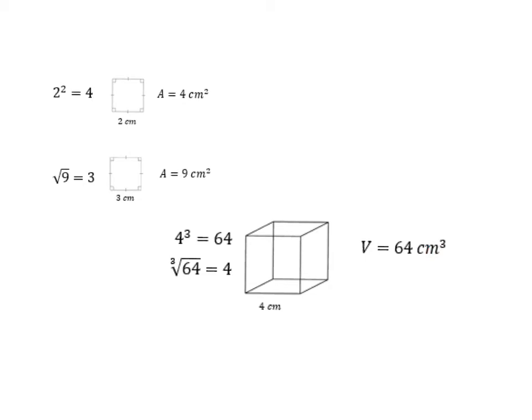Vice versa, if I cube root a number, I'm saying if I had a cube with the volume of 64, the side length would be 4. So here I've cube rooted 64, that equals 4. What that's saying is this cube has a volume of 64 centimeters cubed and therefore has a side length of 4 centimeters.